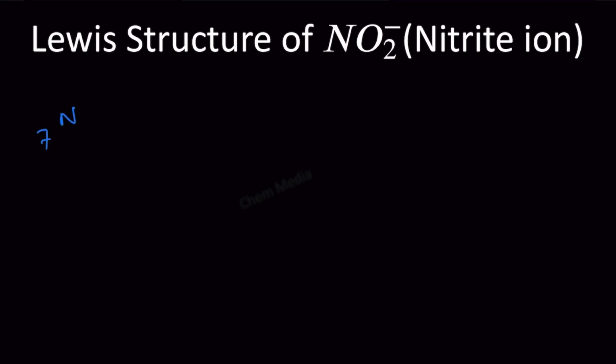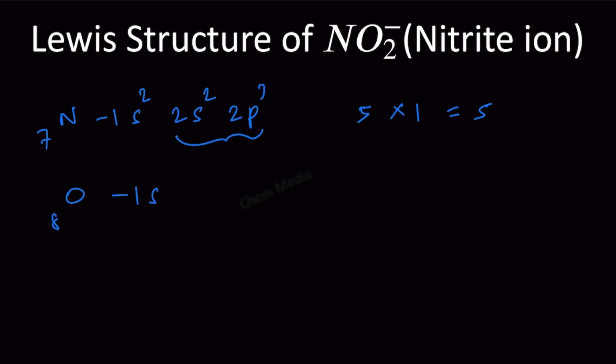Atomic number of nitrogen is 7, therefore the electronic configuration is 1s2, 2s2, 2p3. 1s2 is the core, and we have 5 valence electrons in nitrogen. Atomic number of oxygen is 8, therefore the electronic configuration is 1s2, 2s2, 2p4.